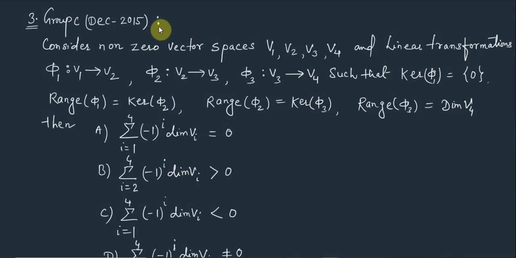Let us see a very good but very simple question, CSIR Group C, December 2015. Consider non-zero vector spaces V1, V2, V3, V4 and linear transformations phi1, phi2 and phi3 such that kernel phi1 is equal to the singleton 0, range phi1 equals kernel phi2, range phi2 equals kernel phi3, and the dimension of range phi3 is equal to the dimension of this vector space V4. Then choose the correct option.